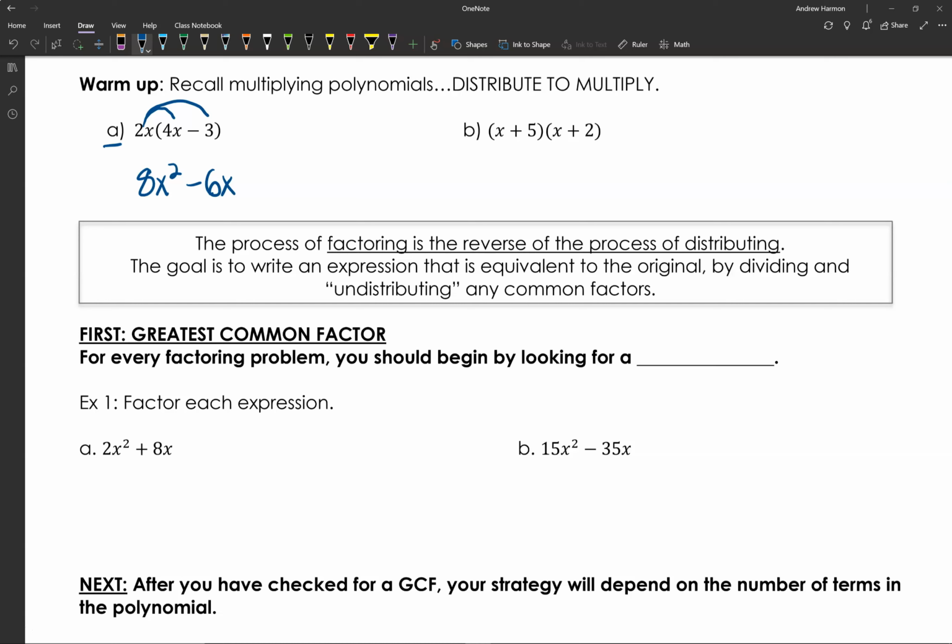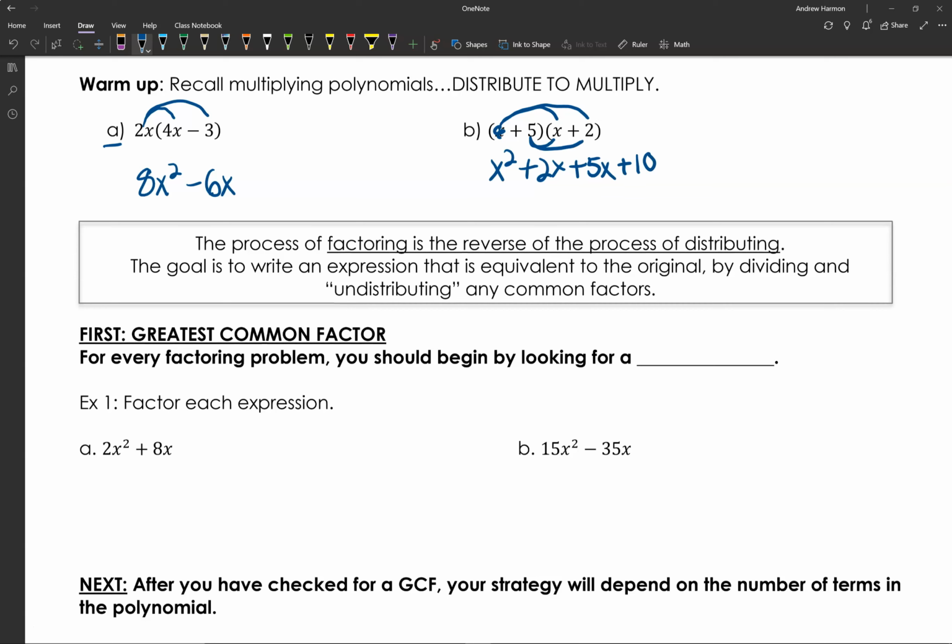Now the next problem is a little different because we have what is called a binomial times a binomial, meaning a two-term thing, the x and the 5, times a two-term thing, the x and the 2. So what we have to do is ignore the 5 and distribute the x. So we get x times x, which is x squared, and x times 2, which is 2x. Then we ignore the x and distribute the 5. 5 times x, that's 5x, and 5 times 2, that's 10.